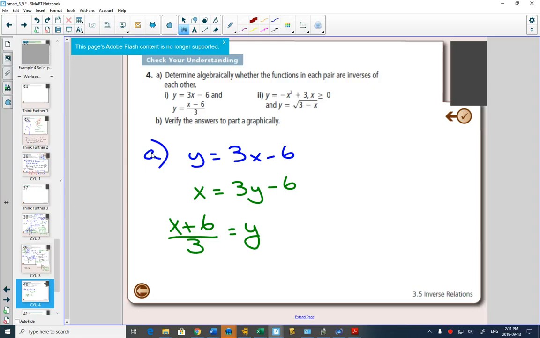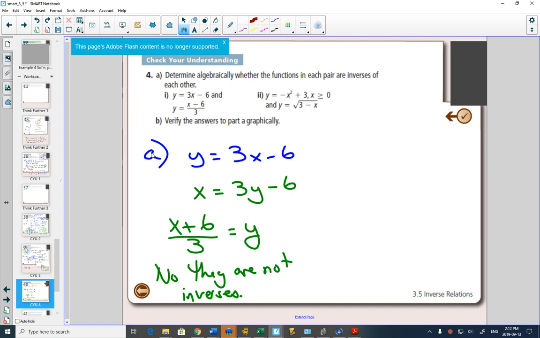If the equations were the same, they would be inverses. Now we have to be a little bit careful here, okay? Because right now, it's pretty easy to see that they're not the same. So we can say no, they are not inverses.